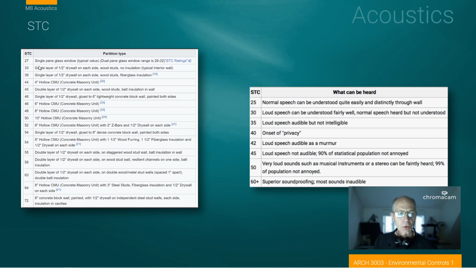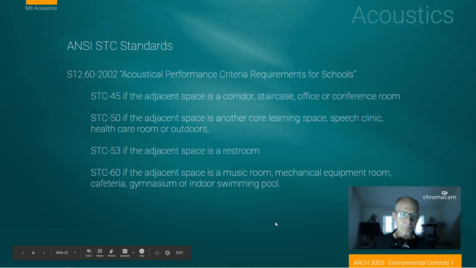And then this is the same chart, and I've associated that with this idea of what the STC value is, and then what could be heard between two rooms. So if you had a glass panel between you and the other person in another room, and it was quiet, you could hear somebody speaking. And then if it was 60 plus, superior soundproofing, you could be torturing someone in a room and the person next door wouldn't be able to hear it at the most extremes.